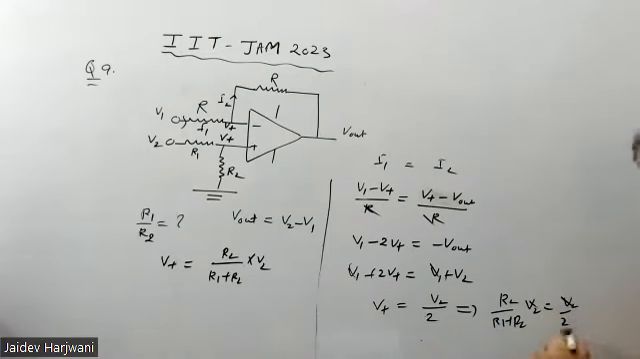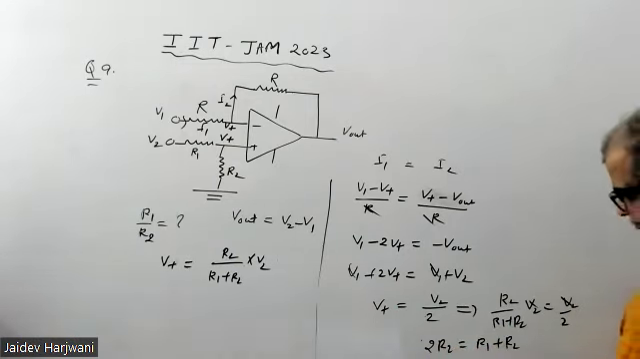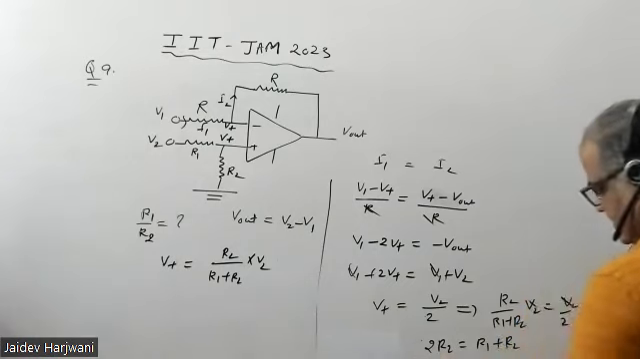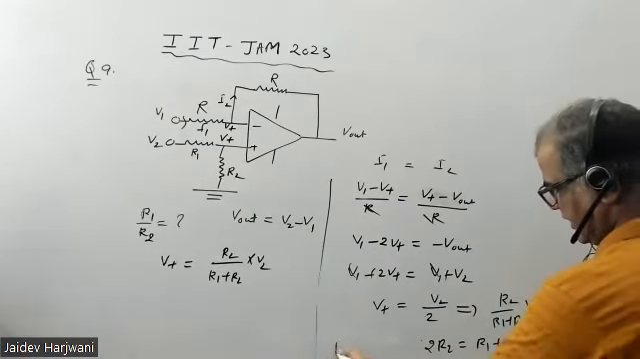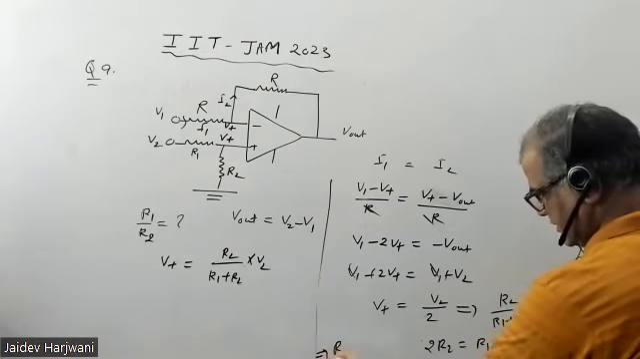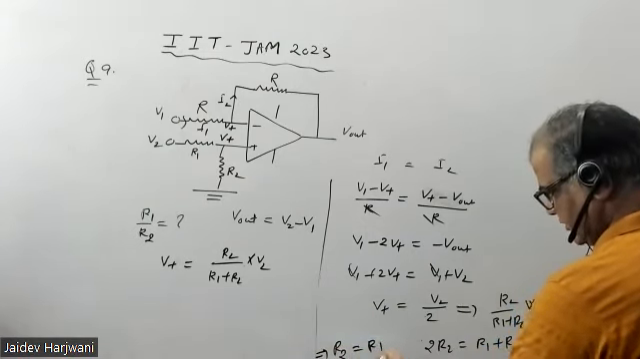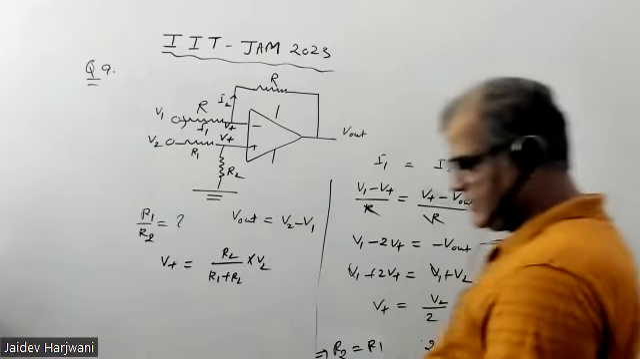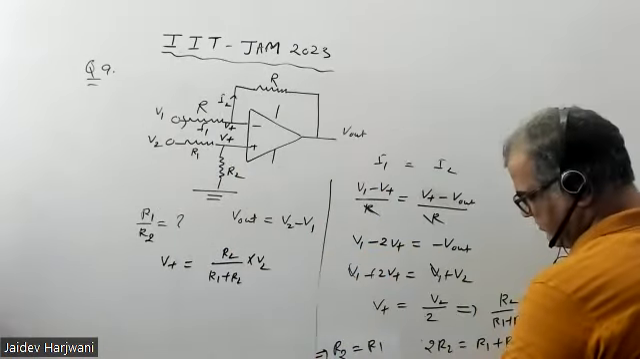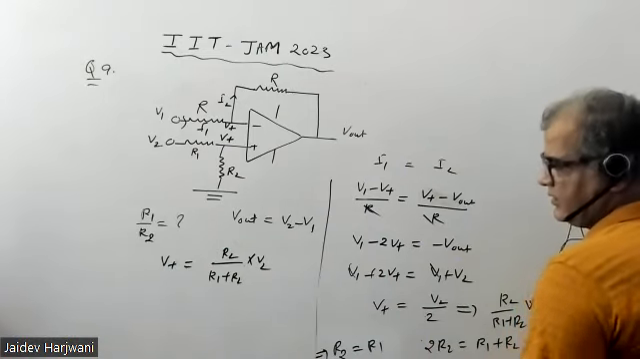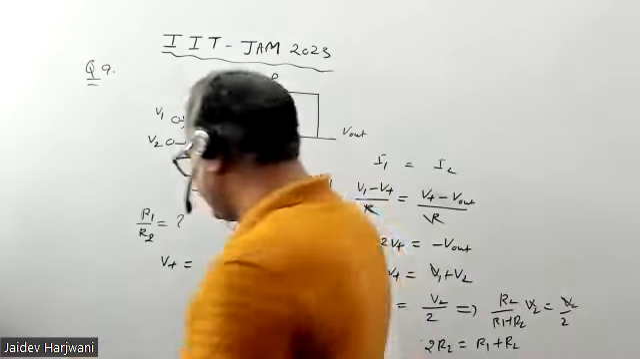So V2 cancels, and this gives me 2R2 equals R1 plus R2. And if I bring this one here, this gives me what? R2, this implies R2 is equal to R1. And they are asking the ratio of R1 by R2. So the ratio of R1 by R2 will be 1.